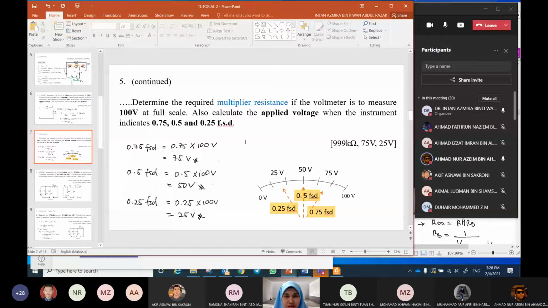0.75 from the full scale of voltage range. The voltage range is 50.